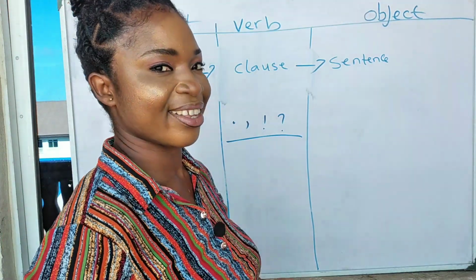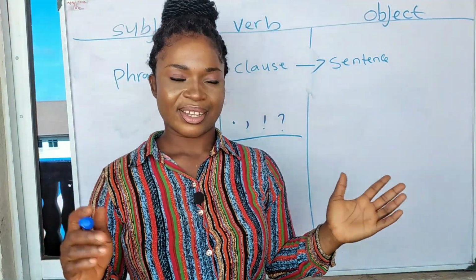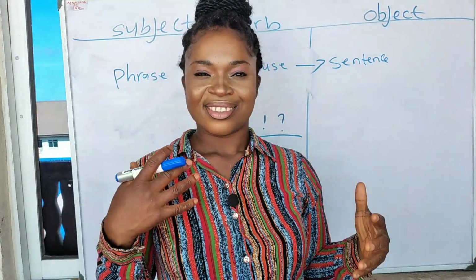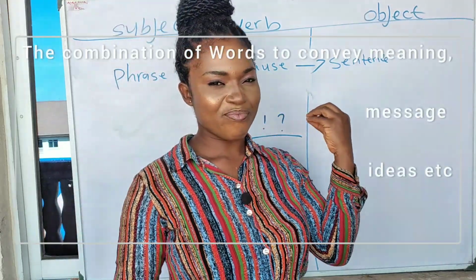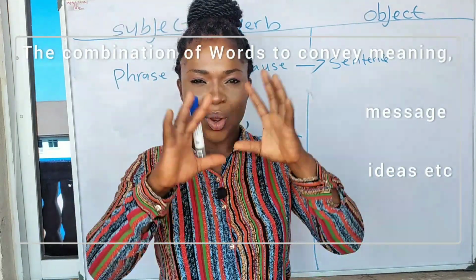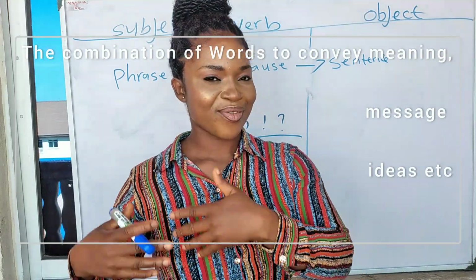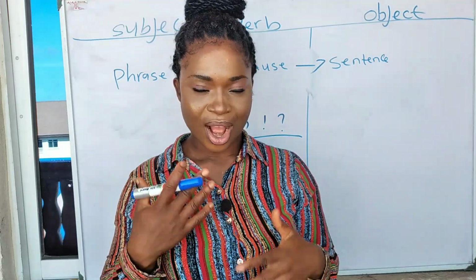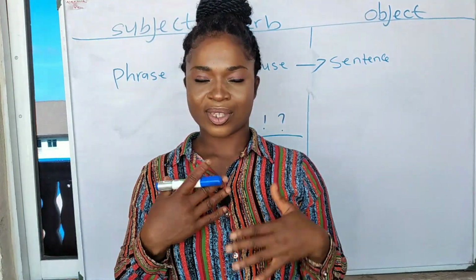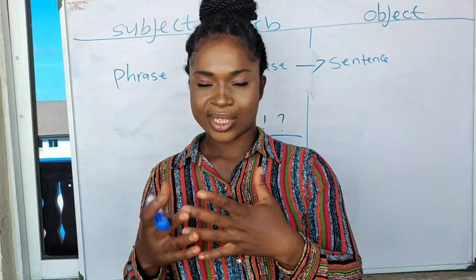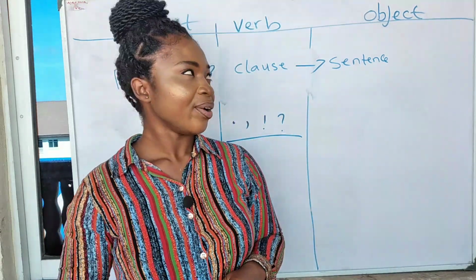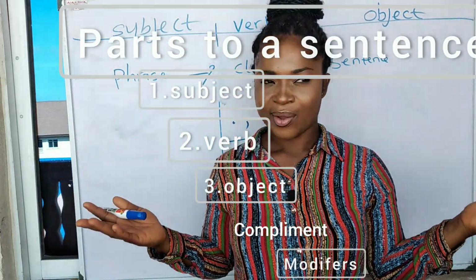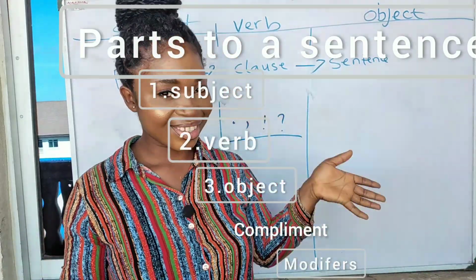Let's talk about the sentence properly now. When we talk about a sentence, we're talking about a group of words that are put together that gives us a meaningful idea, like the combination of words together to convey a meaningful message, a meaningful thought, to express your idea, to tell what you know, how you feel. It's all about expressing a meaningful thought. That's what a sentence entails. Okay, so we have parts of a sentence, and there are 5 of them that we're going to be looking into on this stage.